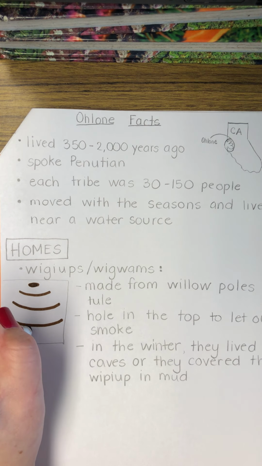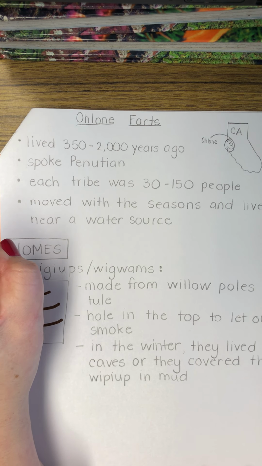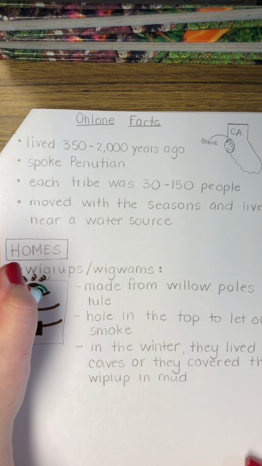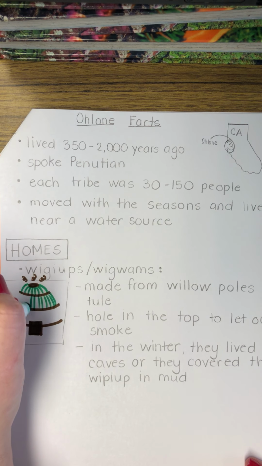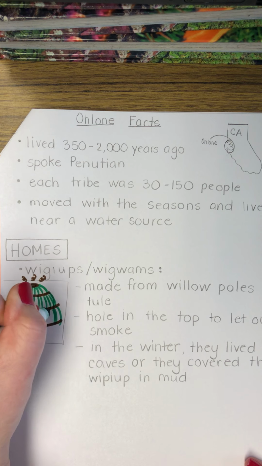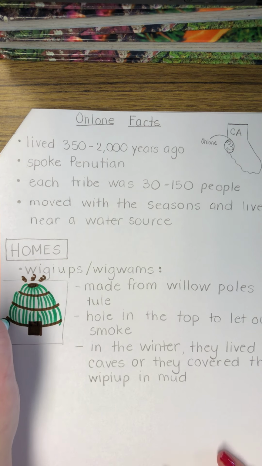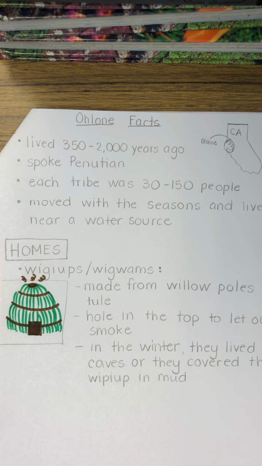And then all wiggyups had to have some sort of door, right? You have to be able to get in. So they had some sort of hole where you could get in, all right? And then, of course, remember the smoke would come out of the top, right? And then all the rest of it was covered in tule grass. And so they had a nice breezy home made out of materials that are in their area.